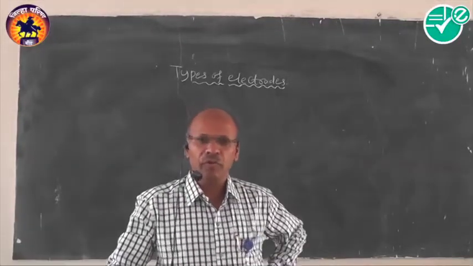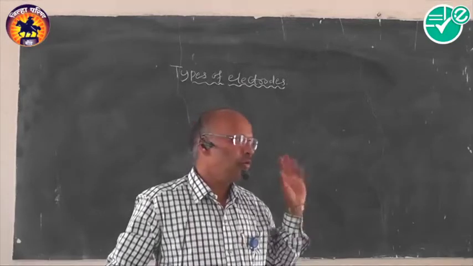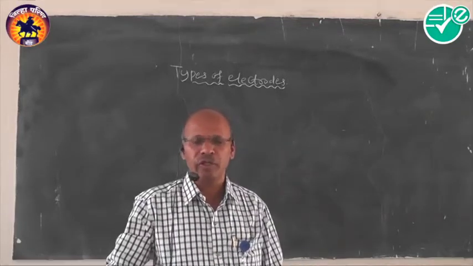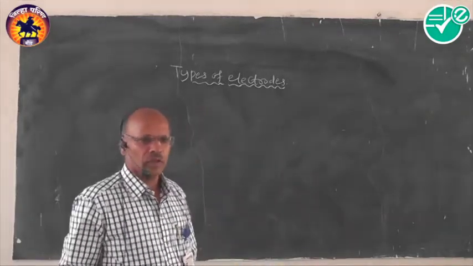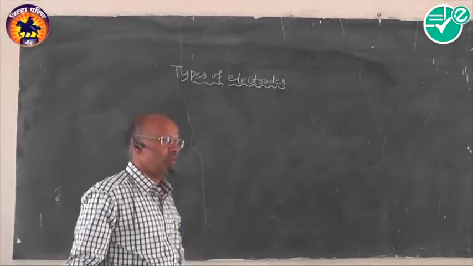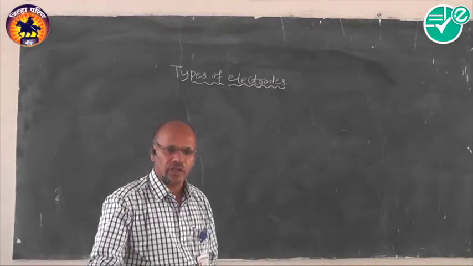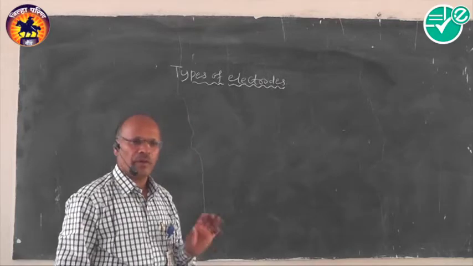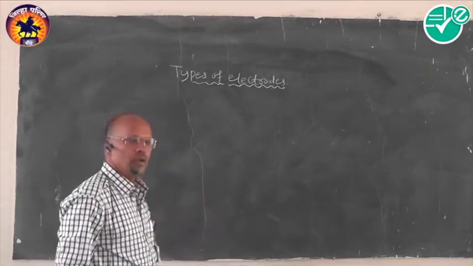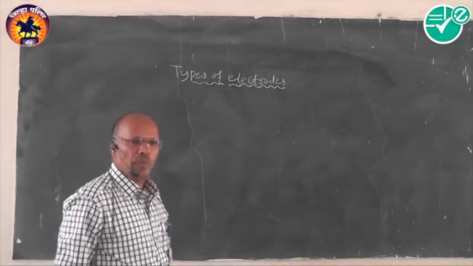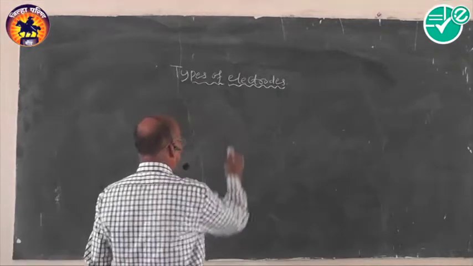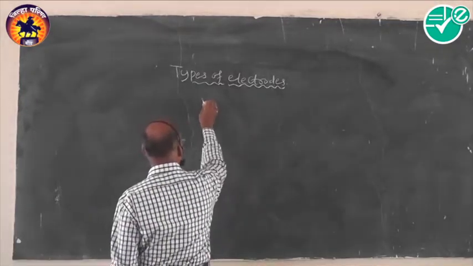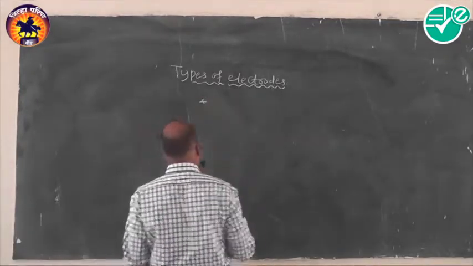So good evening to all of you. We'll continue the remaining topic from electrochemistry. At the last, we explained the lead storage battery, then the dry cell. After that, we have to come to the next one: types of electrodes, depending upon their composition. As the types are concerned, we'll have specific examples and the types.